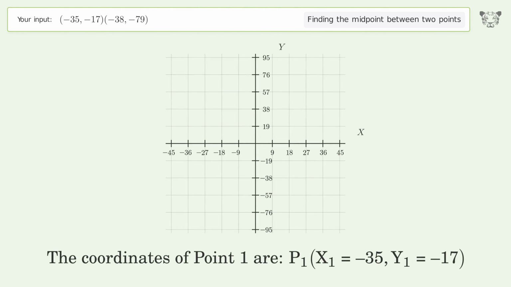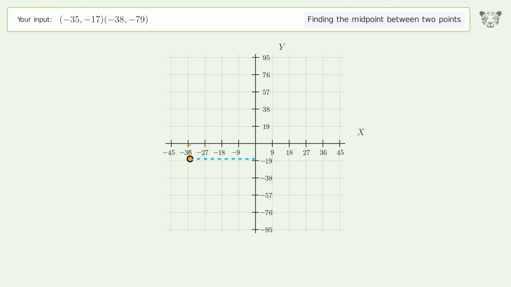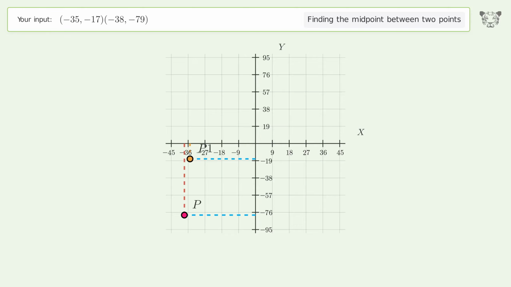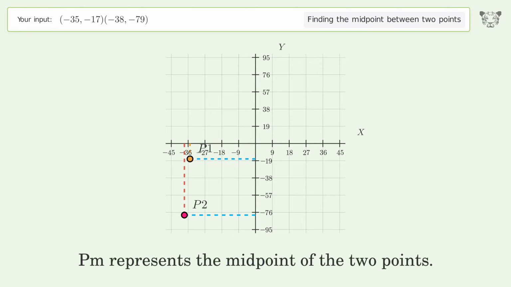The coordinates of point 1 are x1 equals -35, y1 equals -17. The coordinates of point 2 are x2 equals -38, y2 equals -79. PM represents the midpoint of the 2 points.